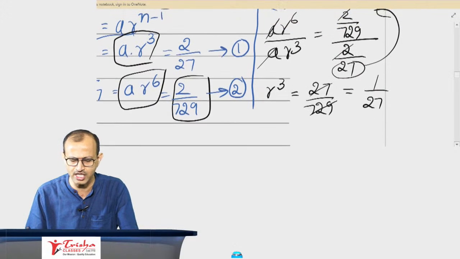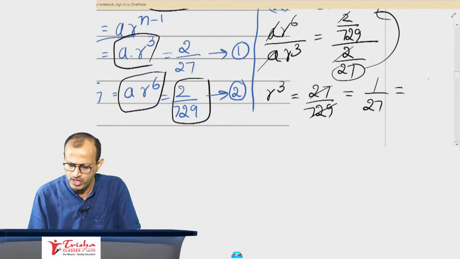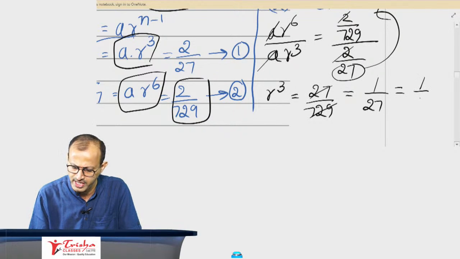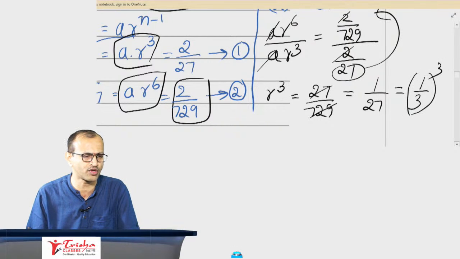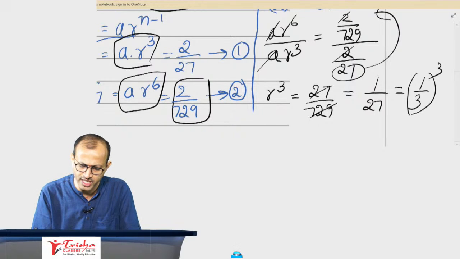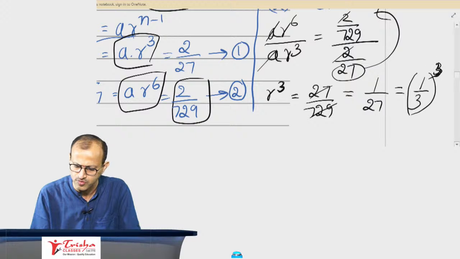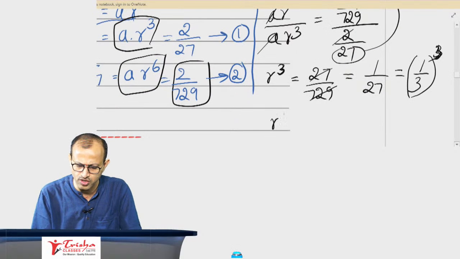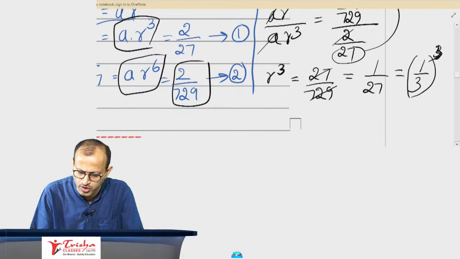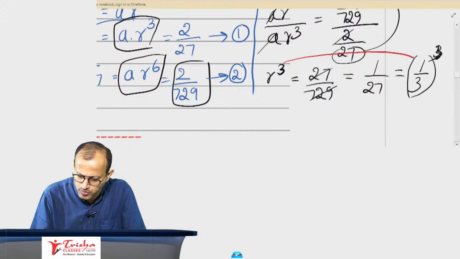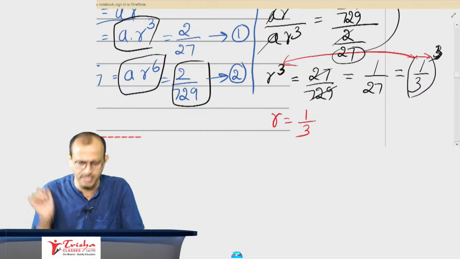Do you all agree r cube is equal to 1 by 27? 1 by 27, can I make it as 1 by 3 the whole cube? Some response from you. Can I make it as 1 by 3 whole cube? Why cube? Because this side also cube, this side also cube. So r cube is equal to 1 by 3 to the power 3. Cube same, power same, base has to be same. Cube same here, cube same. Therefore r value should be equal to 1 by 3.